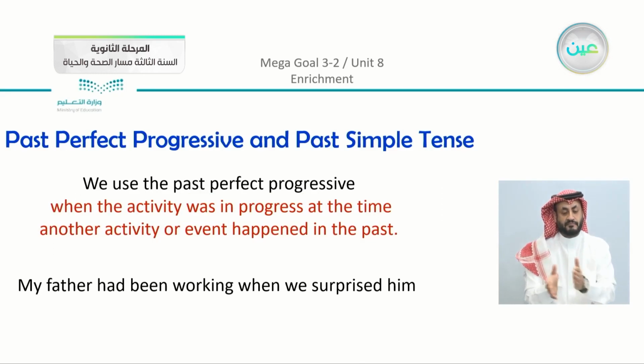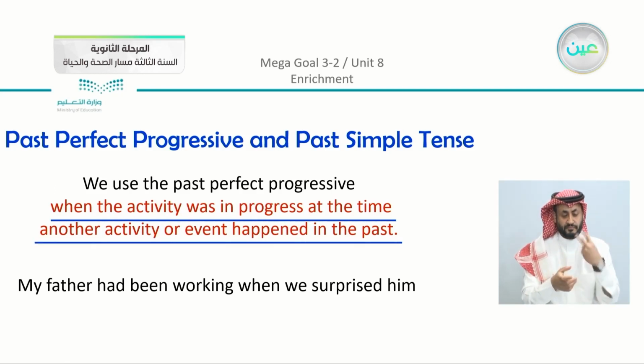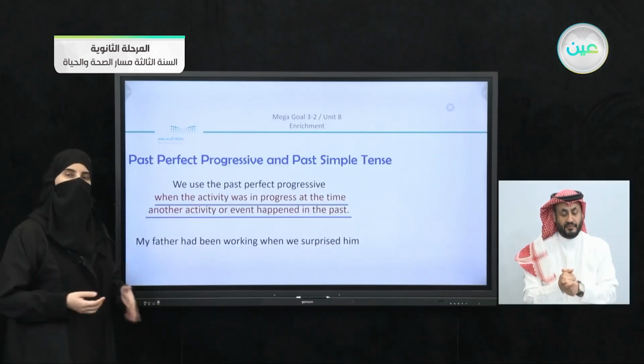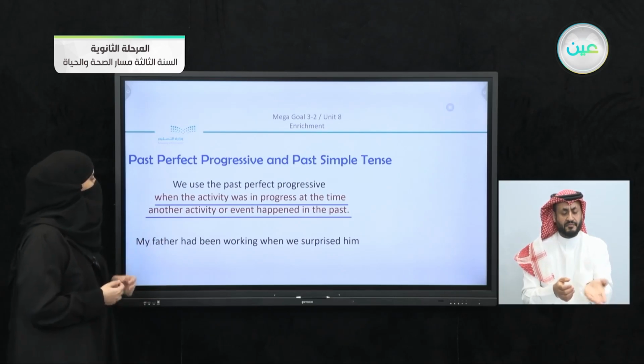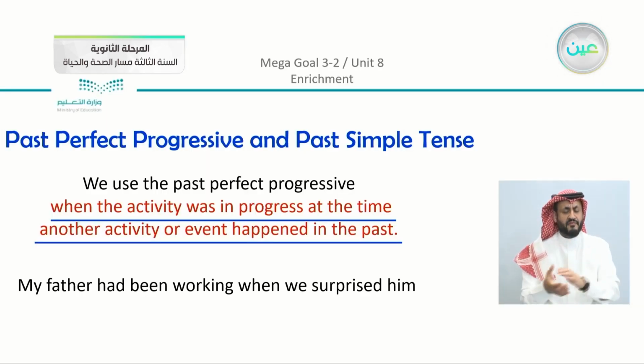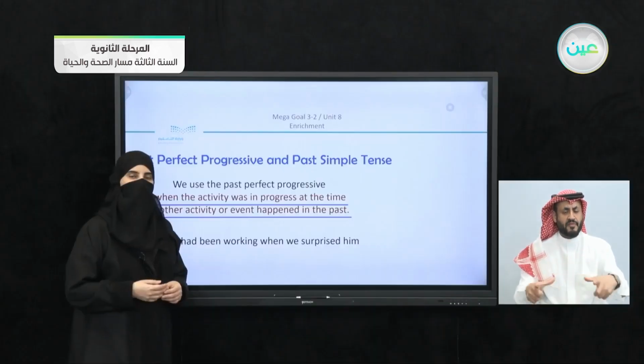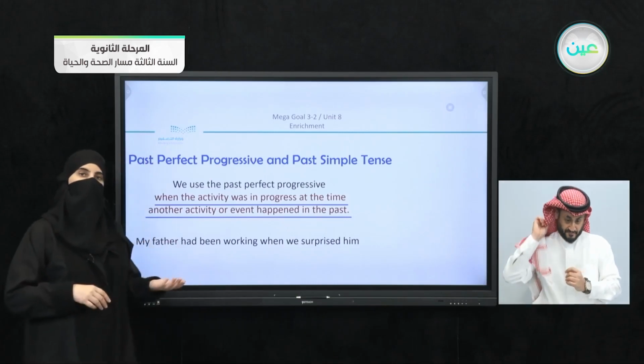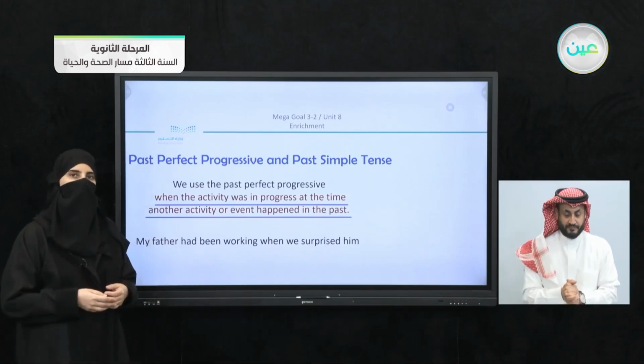Last but not least, we have the past perfect progressive plus the past simple tense. How do we combine these two structures? We use it when an activity was in progress at the time another activity or event happened in the past. If you recall, we took many examples. One is, my father had been working when we surprised him. In the sentence we used both tenses, the past perfect progressive plus the past simple.